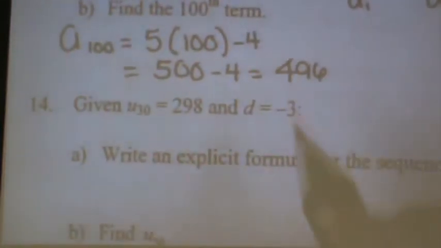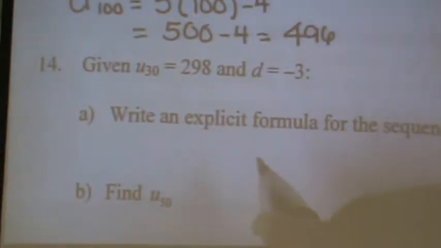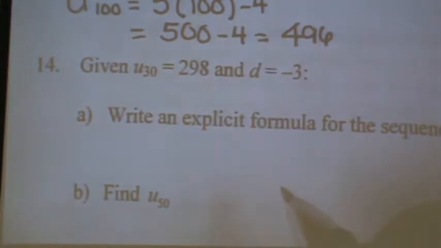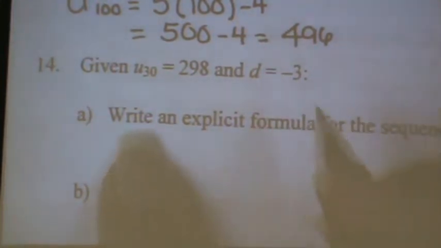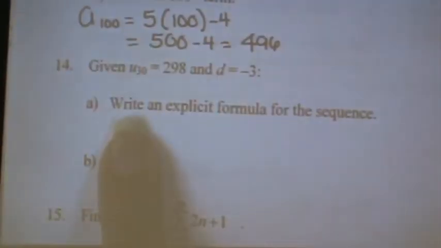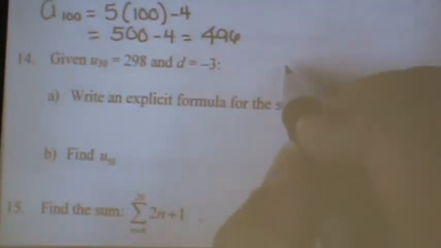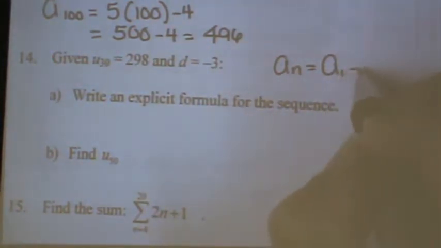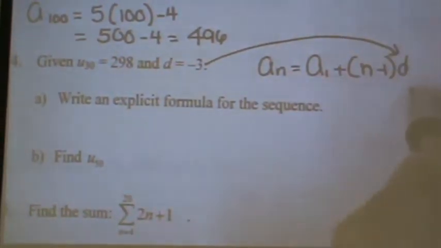Okay, number 14. You are given the 30th term and the D value. We want an explicit formula for this one. What's missing? A1. So we're going to write A sub n is A1 plus n minus 1 times D. Well, I know negative 3 goes here.